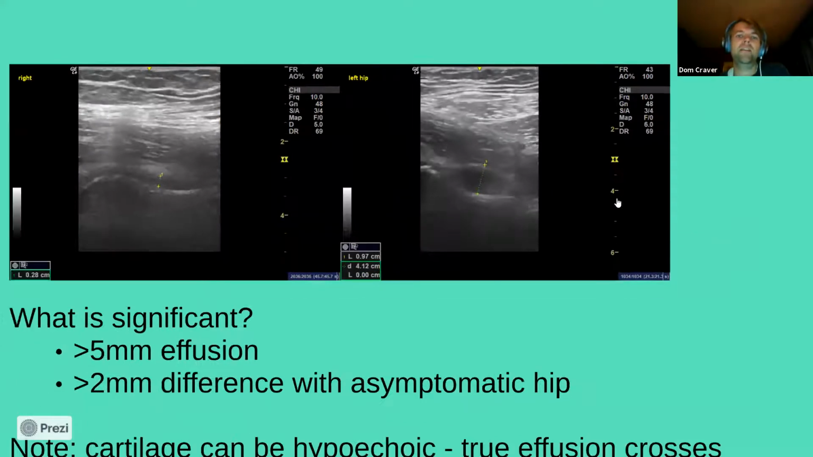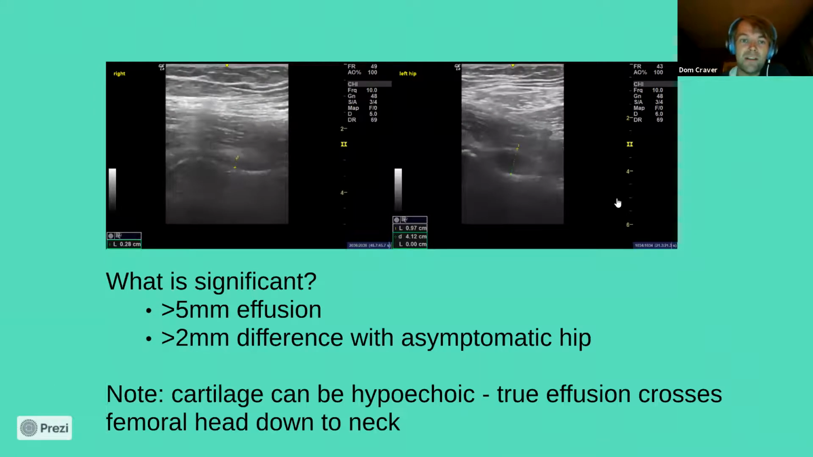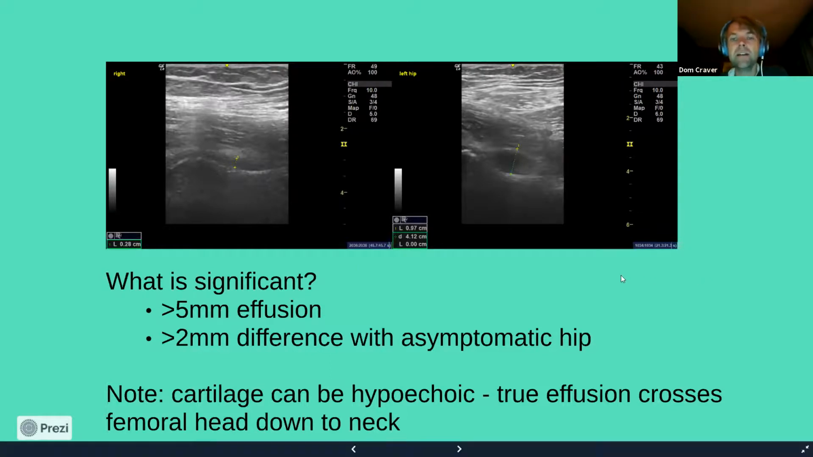So what's significant? The Americans say more than 5 mils tends to be significant, but ideally you always want to compare both sides because there's normal variation. So I tend to say if it's more than 2 mils difference, that is significant. So more than 2 mils difference from the asymptomatic side. Obviously, you can get bilateral transient synovitis, so just take in all the clinical picture.